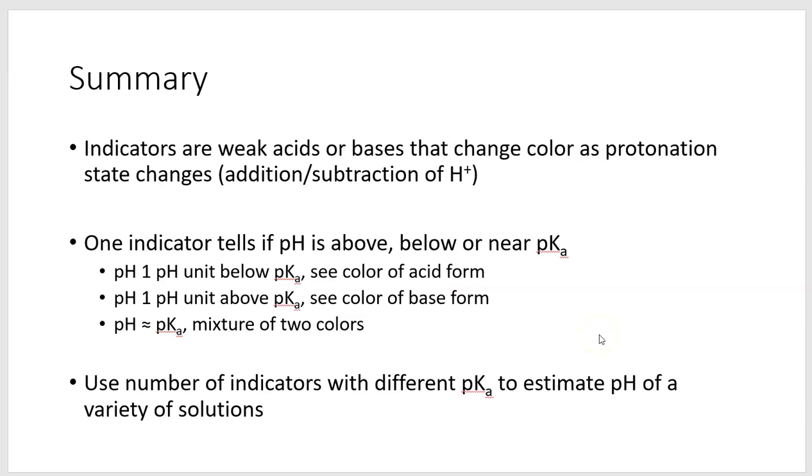In summary, indicators are weak acids or bases that change color as the protonation state changes, as we either add or subtract an H plus. One indicator has a limited amount of information. It tells you whether you're 1 pH unit or more above or below the pKa, or if you're around the pKa. And that's enough for a lot of situations, like in titrations, where all you have to know is, have I reached a certain pH? If you choose your indicator right, it'll tell you when you've transitioned from below the pKa to above the pKa, and if the pKa is in the right spot, that's all you need to know.